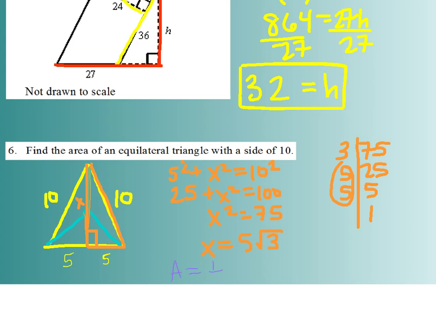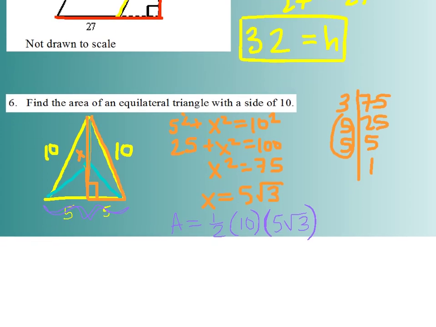So now we can say that the area is equal to 1/2 the base, and we want the whole base. So here's our whole base. So 10 times our height, which was 5 square roots of 3. And when we do that math, we get area is equal, well, half of 10 is 5, 5 times 5 is 25, so we get 25 square roots of 3.